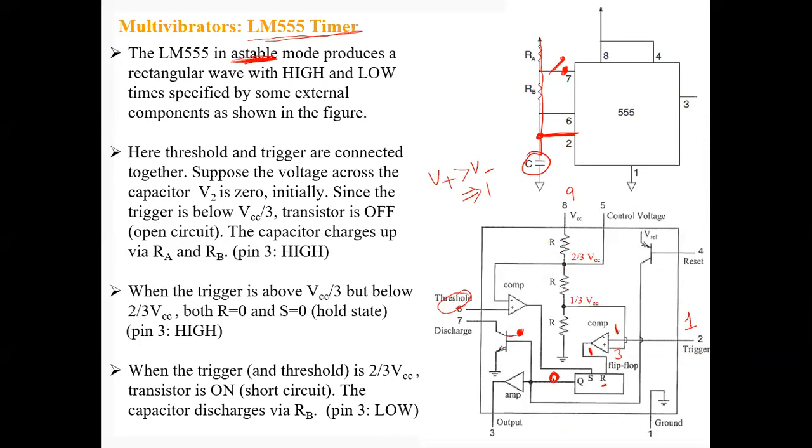At the same time, this is 0. That's why this is 1. You get the high there. Let's say this is high, H. Then next time you will get low here.